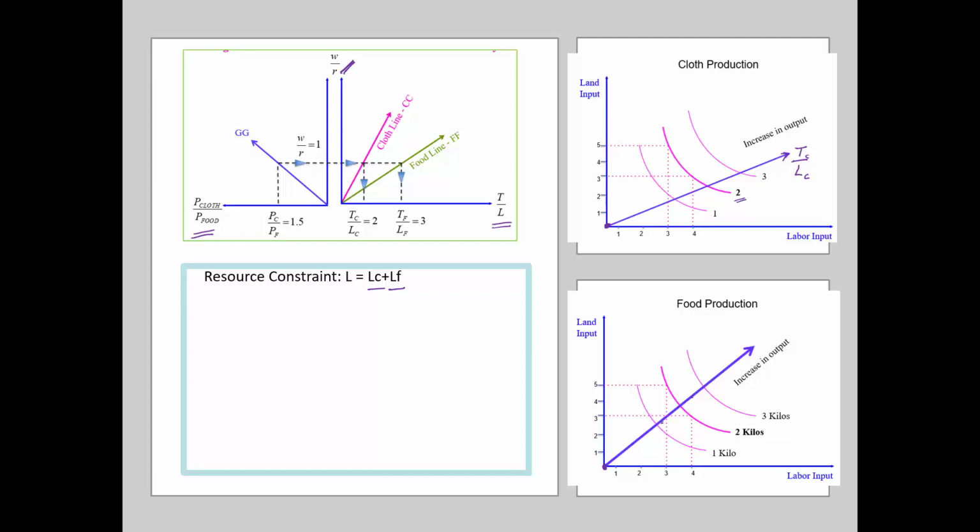And we also haven't incorporated the constraint that the amount of labor that you use in the cloth and the food sector has to be equal to the amount of resources that you own. That is true for both labor and land. So let's go back to the production graphs. First graph on the right hand side.